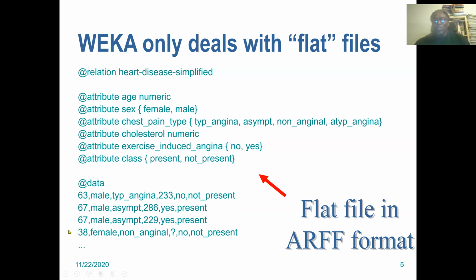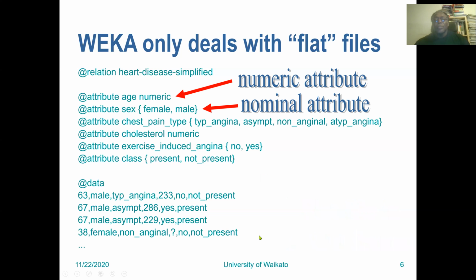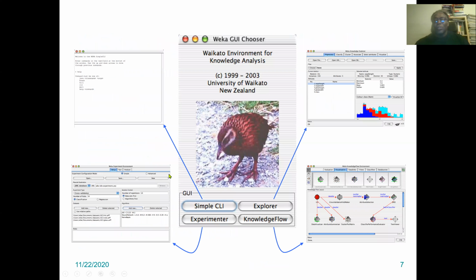When you finish, that's it. All the values, the data, will be here at the end. You don't do anything else. Then you just save it and make sure you have the extension .arff. So that's what we're saying here. We have the numeric attribute, and the nominal attribute, male or female. The names of the variables are in the second column: age, sex, chest pain type, cholesterol, exercise induced angina, and the class.